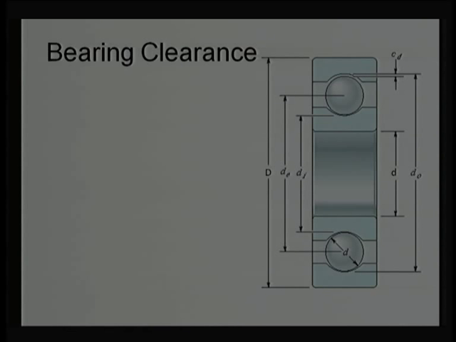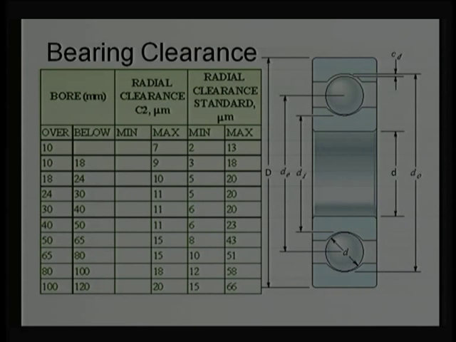Often in bearing catalogs, radial clearance is defined like this. In this case, a clearance table is given. The first column gives the bore diameter as a range: generally 0 to 10 mm, 10 to 18 mm, 18 to 24 mm. There is another column called radial clearance, and we have a standard clearance. If nothing has been mentioned about reduced clearance or higher clearance, then it is standard clearance. When the bearing bore is less than 10 mm, the standard radial clearance is 2 to 13 micron. There is a variation of 11 microns.